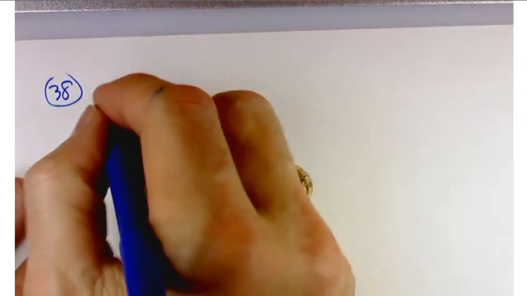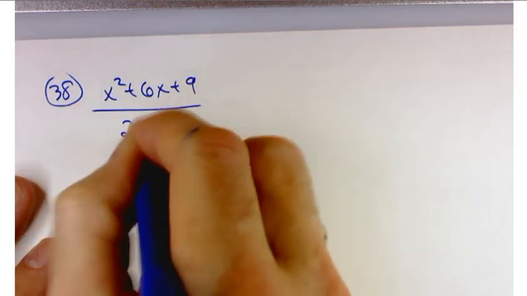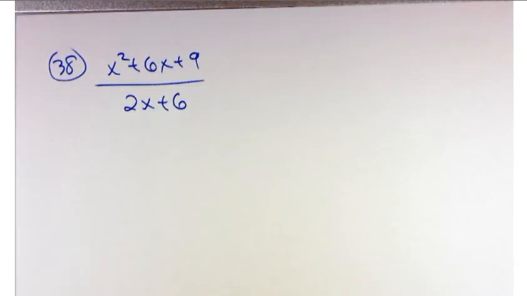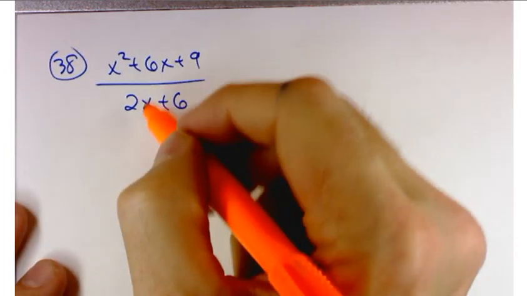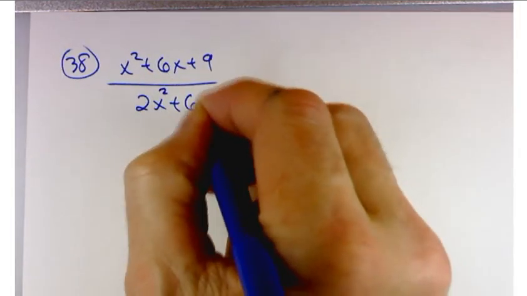X squared plus 6x plus 9 over 2x plus 6. Now, a lot of these are really tempting. It's really tempting to want to cancel, say, 2x into 6x. Is it 2x squared? Oh, plus, all right, 2x squared plus 6x.